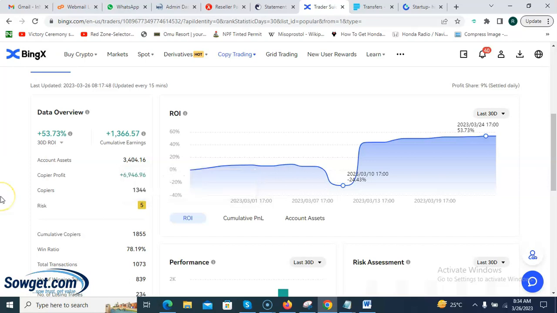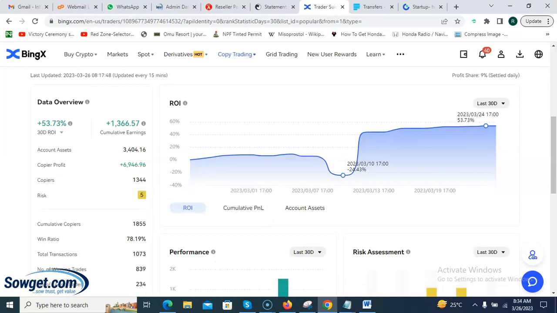And you can see the copier profit. Copier profit simply means the entire profit that copiers have made after copying trades of this trader. The copiers of this trader have made $6,900 in profits. This shows you that this trader is profitable in the long term. And you can see the copiers. Copiers simply means the total number of copiers who have copied this trader over time, cumulatively, 1,344.